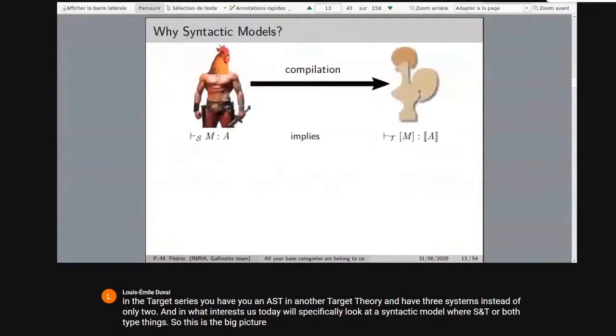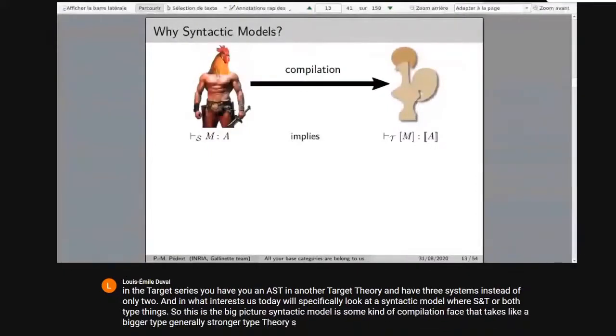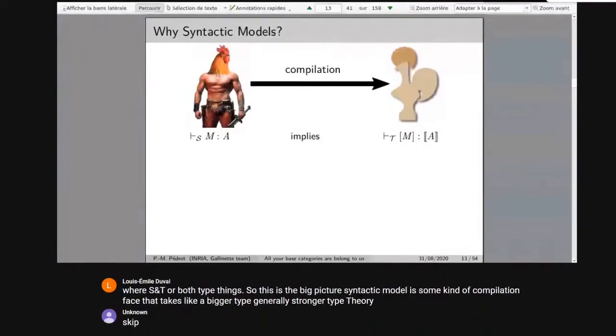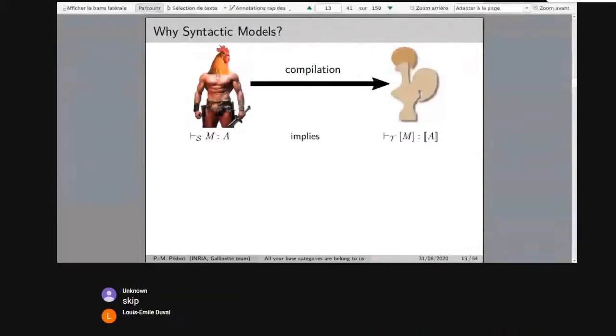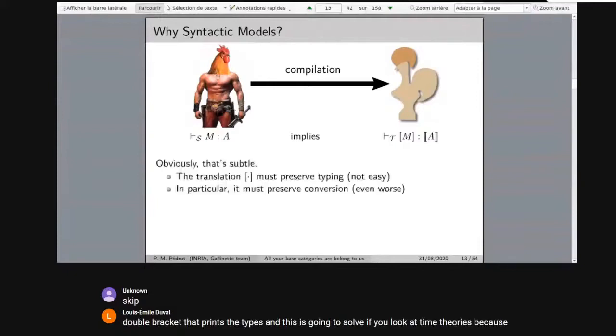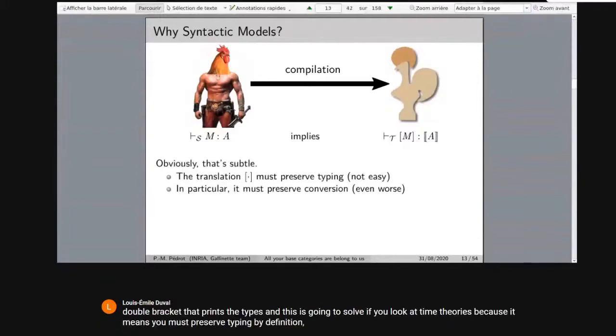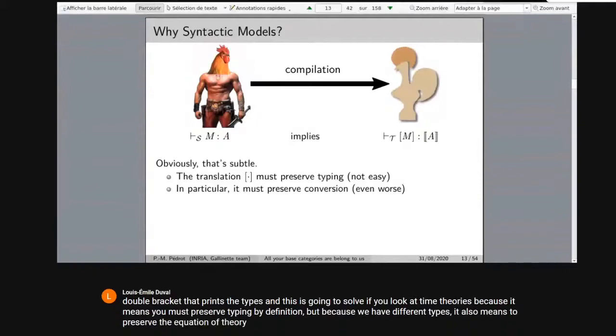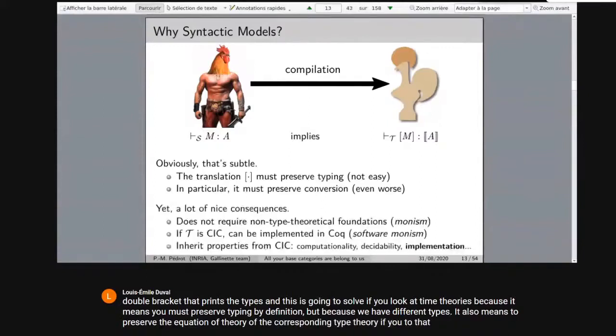A syntactic model is some kind of compilation phase that takes a bigger, stronger type theory S, the source, and compiles it down into the target theory via a single bracket that translates terms and a double bracket that translates types. And this is kind of subtle if you look at type theories, because it means you must preserve typing by definition, but because we have dependent types, it also means that you need to preserve the equational theory of the corresponding type theory. If you manage to do that, you get a lot of stuff for free.